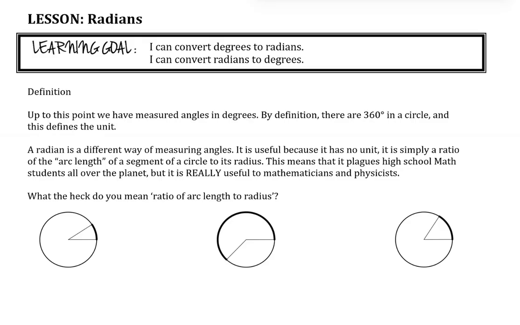So up until now, you have measured angles in degrees. By definition, there are 360 degrees in a circle. Why 360? Did you ever ask that question? Because it goes all the way around. But couldn't you make that 1,000? Like, so why 360? You're right.